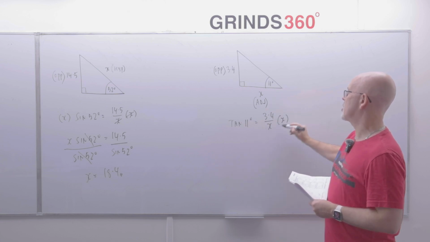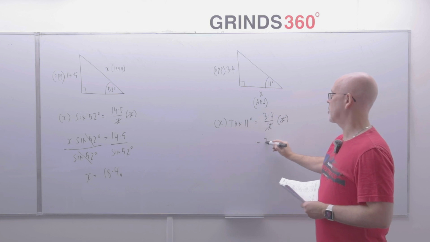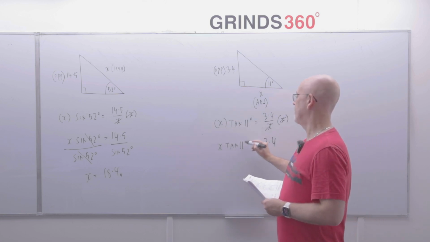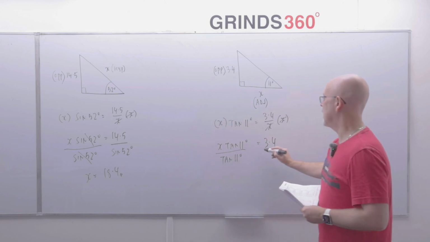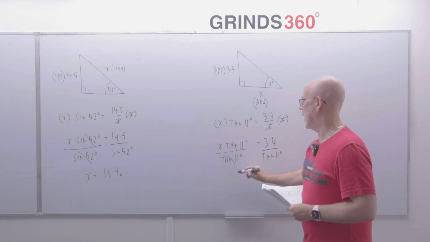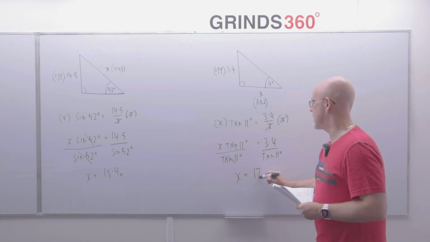Like the previous couple of examples, we'll multiply both sides by x to remove the fraction. We just leave the 3.4 by itself on the left. You get x times tan 11 degrees here. And then divide both sides by tan 11 degrees to leave the x by itself on the left-hand side. They cancel, we get x, and 3.4 divided by tan 11 looks to me like it's 17.5.